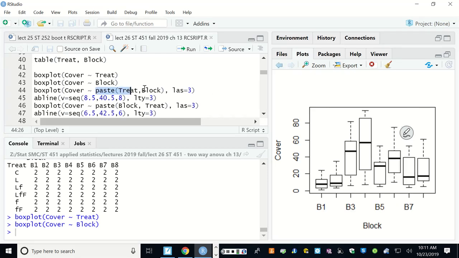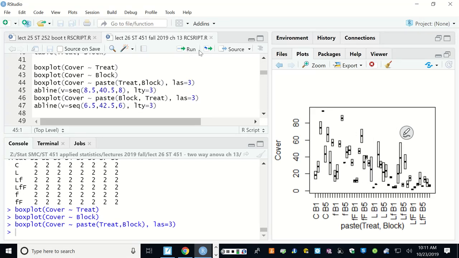If you paste some character strings together, it's going to put the TR value and then the block value together. So you're going to end up with 48, because there were 6 and 8. You're going to get 48 unique values of that, and so you could do that. LAS tilts the labels. So if you figured out how to make them on my full screen, then you can actually see all the things there.